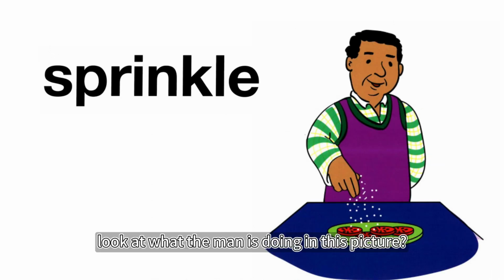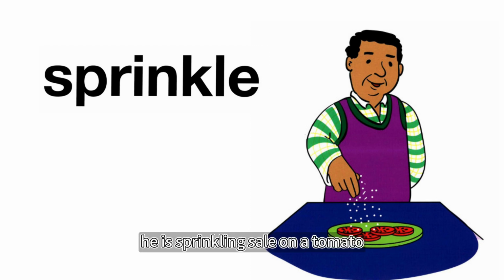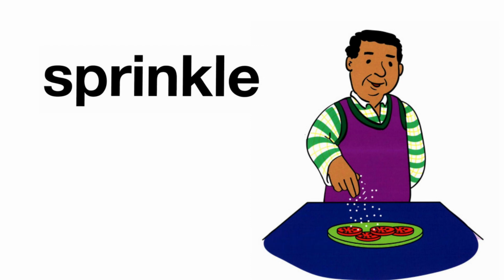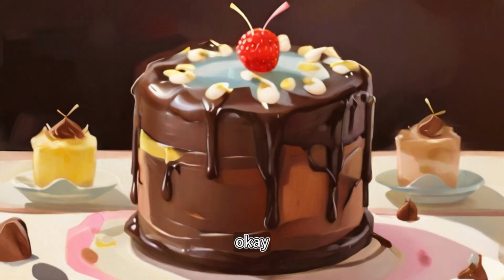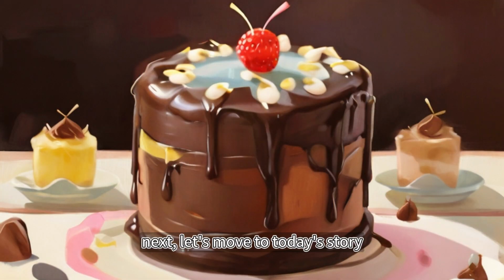Sprinkle. Look at what the man is doing in this picture. He is sprinkling salt on a tomato. When you sprinkle something, you scatter small bits of it. Okay, next, let's move to today's story.